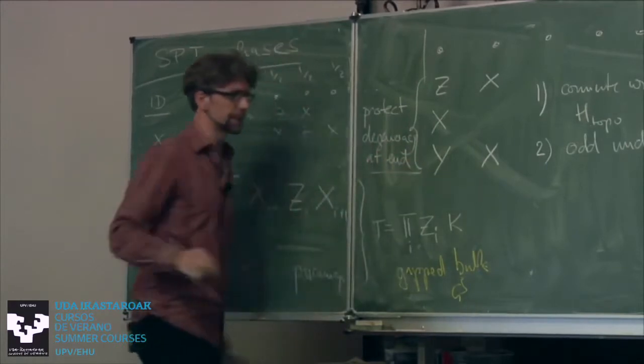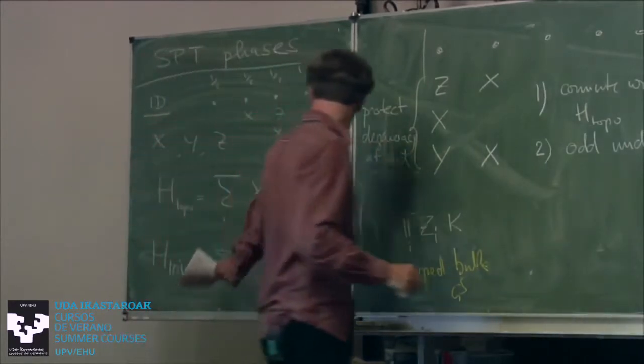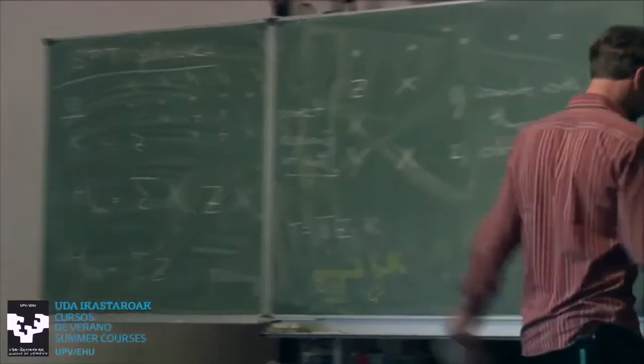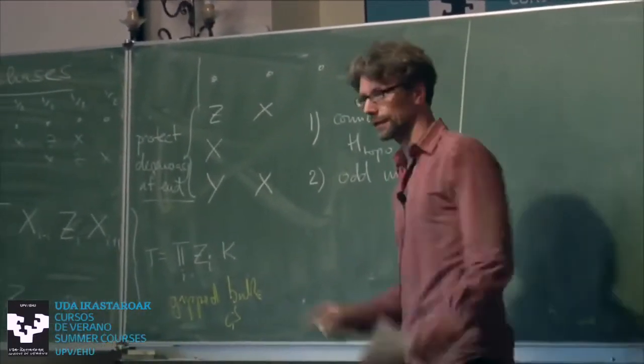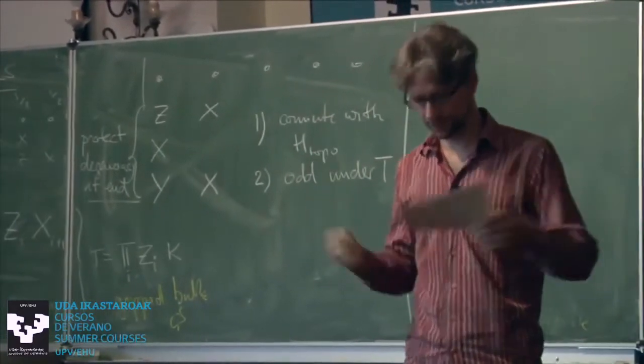So there is a twofold degeneracy at the end of this H topo. Obviously, for H trivial, there is nothing. It's just a polarized state. Okay, so did that sink in a little bit?